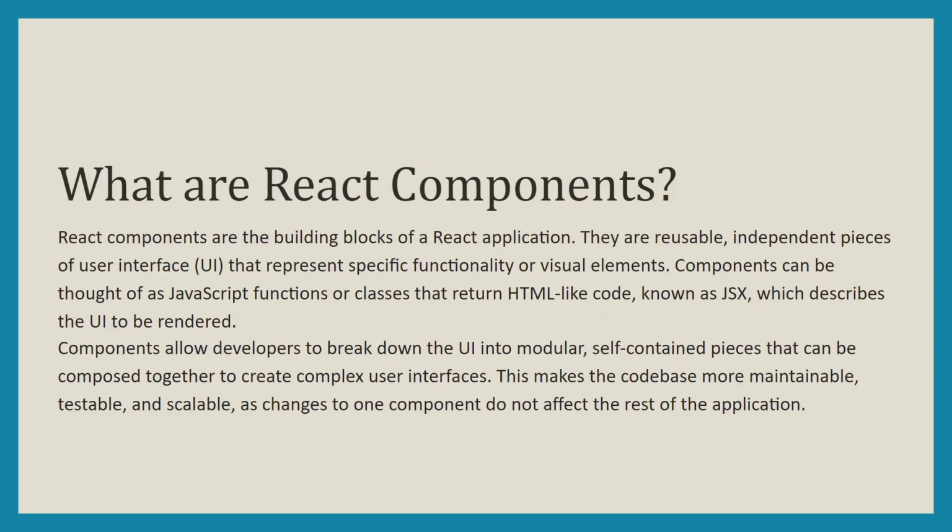What are React components? We already did this in the last class, but again, a quick recap. React components are the building blocks of a React application. They are reusable, independent pieces of a user interface that represent specific functionality or visual elements. Components can be thought of as JavaScript functions or classes that return HTML-like code known as JSX, which describes the UI to be rendered. JSX stands for JavaScript XML.